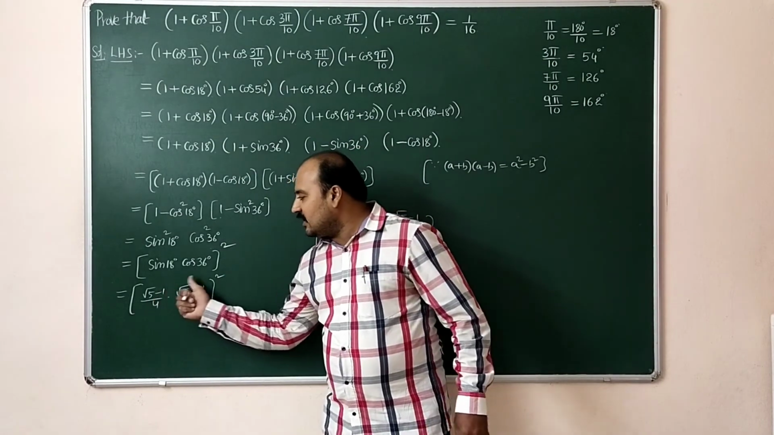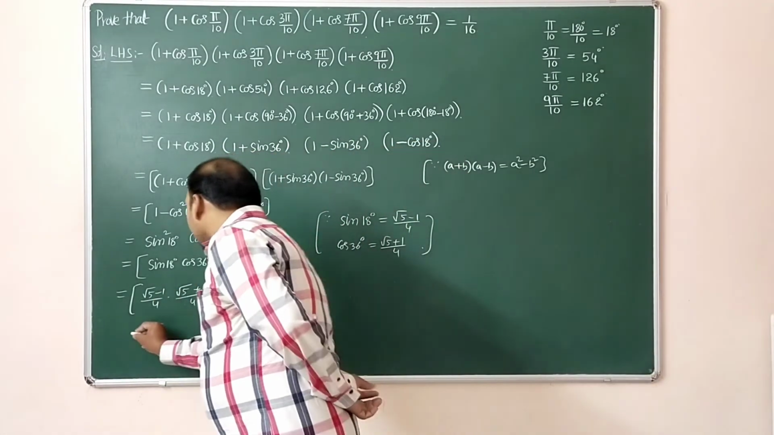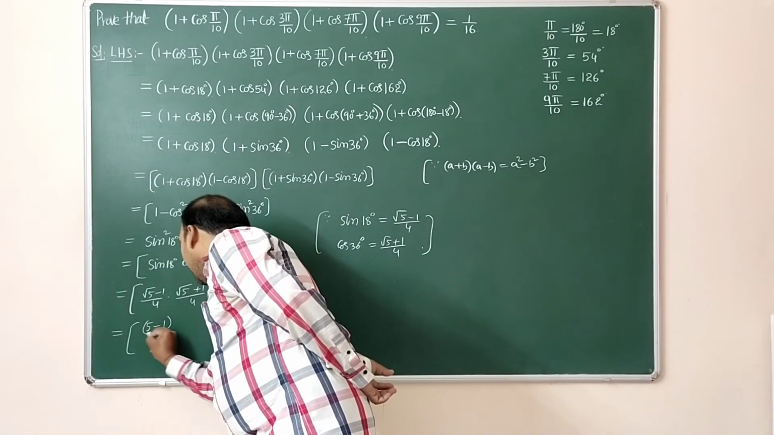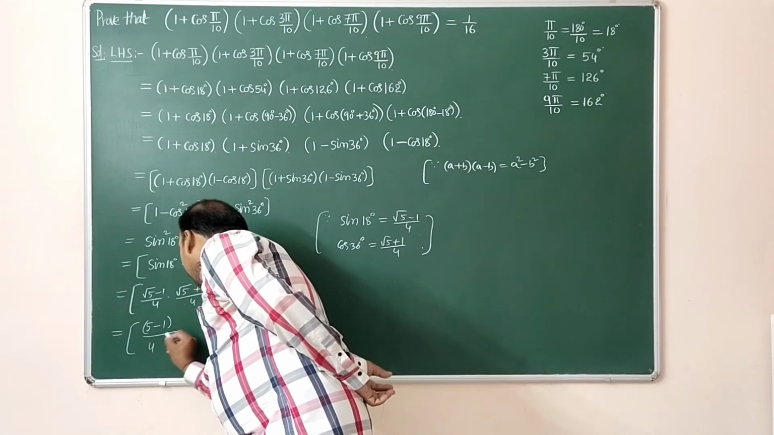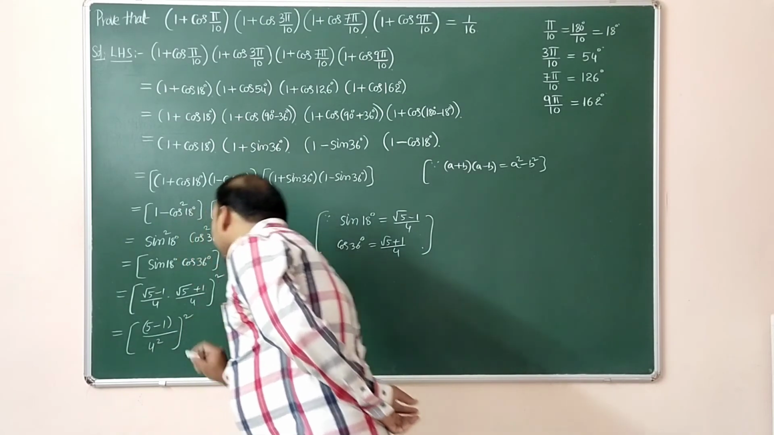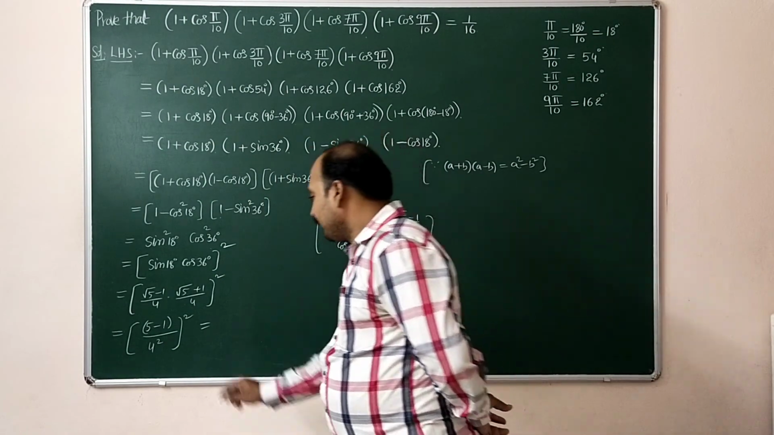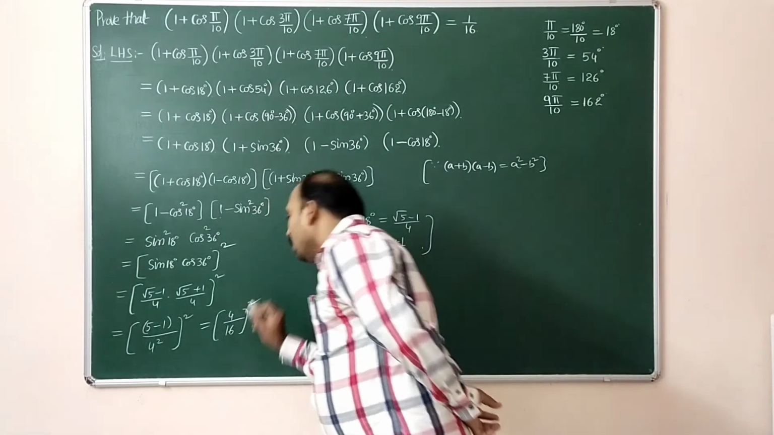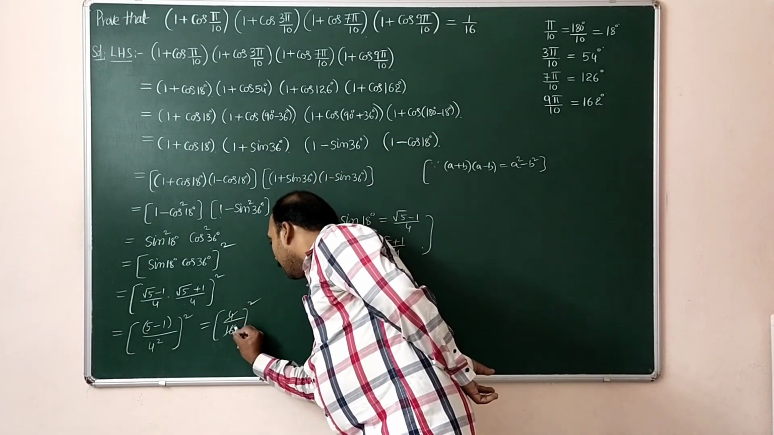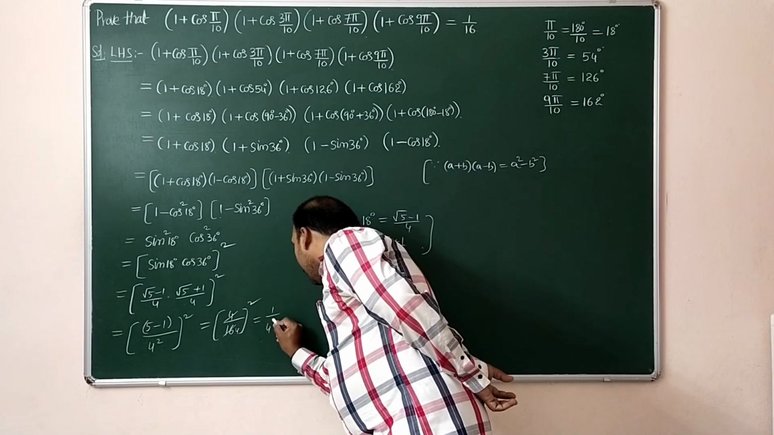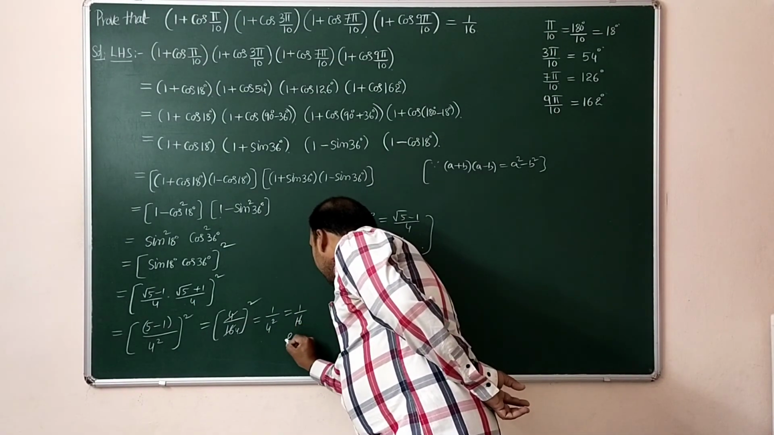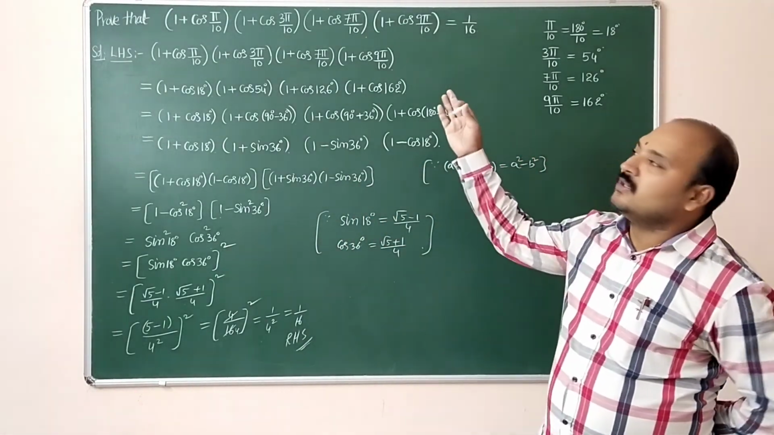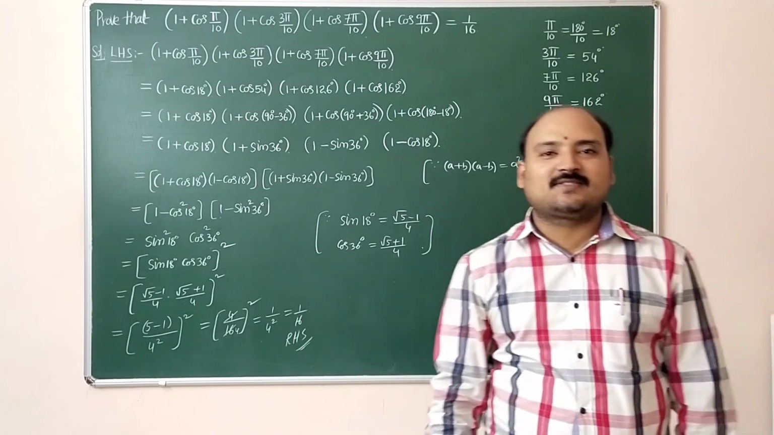Again observe the numerator, (a minus b) into (a plus b), a square minus b square. So which is equal to ((root 5) whole square minus 1 square) divided by 4 square, whole square, which is equal to (4 divided by 16) whole square. Four ones are 4, four fours are 16, which is equal to 1 by 4 square, which is equal to 1 by 16, which is the required RHS. They are asking to prove that now. Hence the result: the given LHS is equal to RHS.